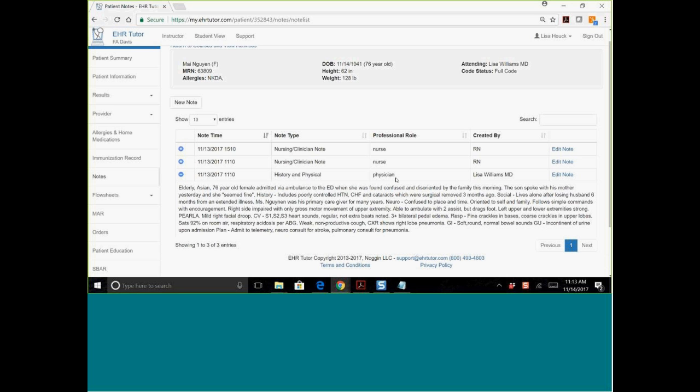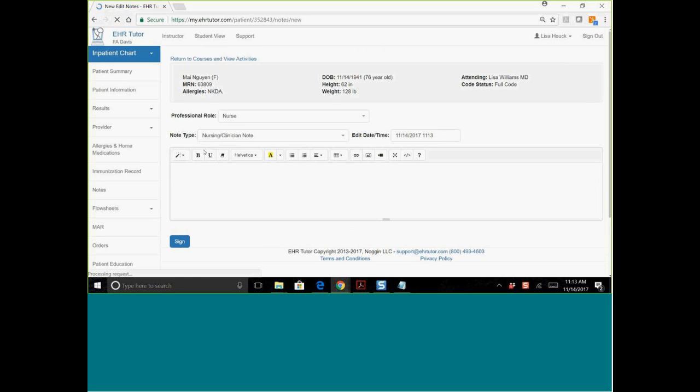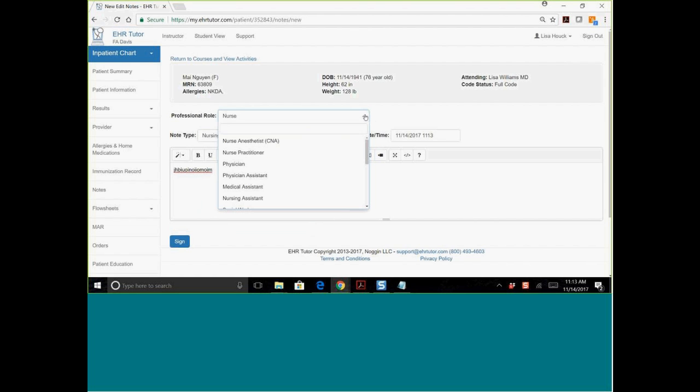Okay. All right, so now if a student wants to write a note, all you have to do is click on the new note. And when you do, the students can type. You'll see that the note type can be written if an instructor were building a chart or if you were doing an interprofessional experience. We have various roles, even though it is going to default to nursing.